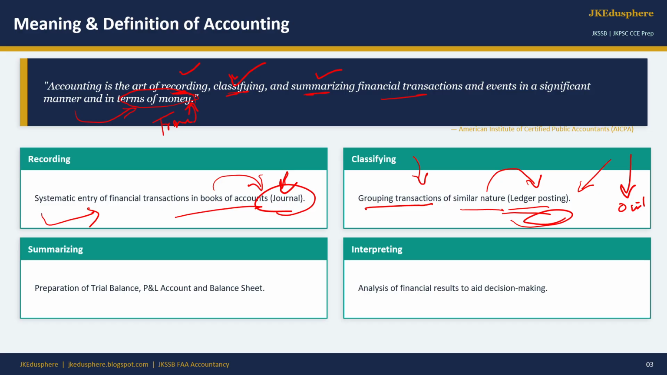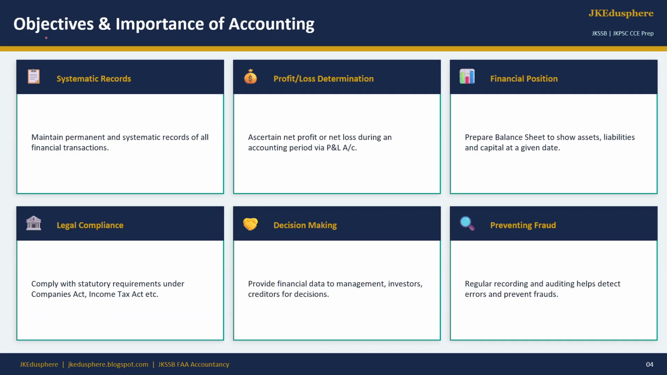So the next part is summarizing. In summarizing, we prepare statements like trial balance, profit and loss account, and balance sheet. In that we see the position of a business. And the last part of accounting is interpreting, that is analyzing the financial results to aid decision making.